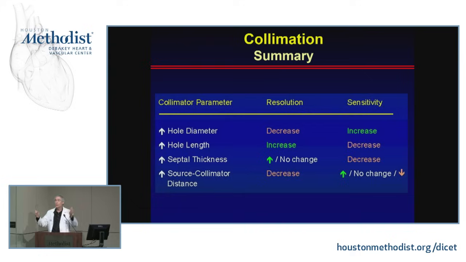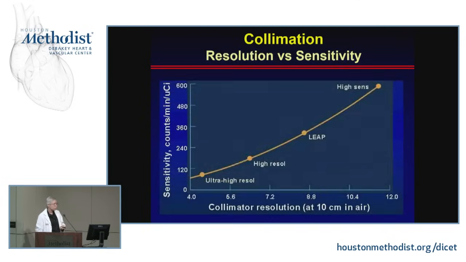Because remember, sensitivity is the number of counts that you acquire. So you have to have counts to make an image, right? So it's very important to have sensitivity, but you also want to preserve spatial resolution. It turns out that different collimators for any amount of spatial resolution will have different sensitivity. So notice that sensitivity and resolution are inversely related. As sensitivity increases, resolution decreases.